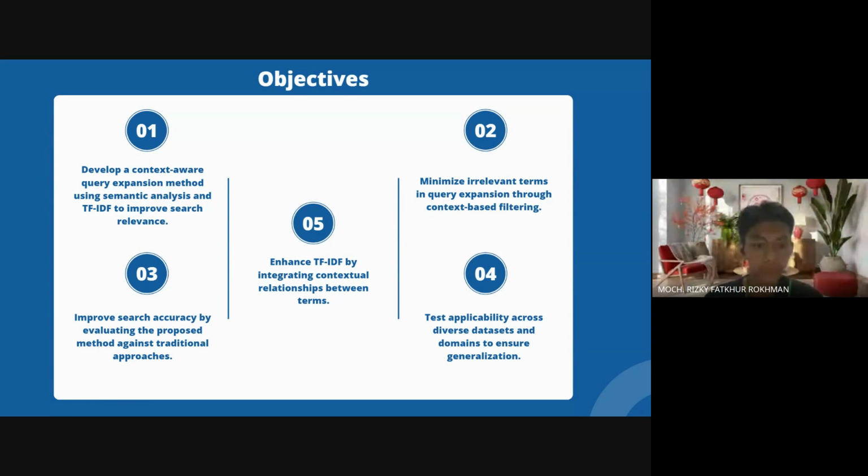Third is to improve search accuracy by evaluating the proposed method against traditional approaches. The fourth is to test the applicability across diverse datasets and domains to ensure generalization. And the last one is to enhance TF-IDF by integrating contextual relationships between terms. In this case, TF-IDF is a method to weigh the text or data, so we can use the TF-IDF method to enhance query expansion. That's the objectives, or the solutions, based on the three problems mentioned by Daffa.